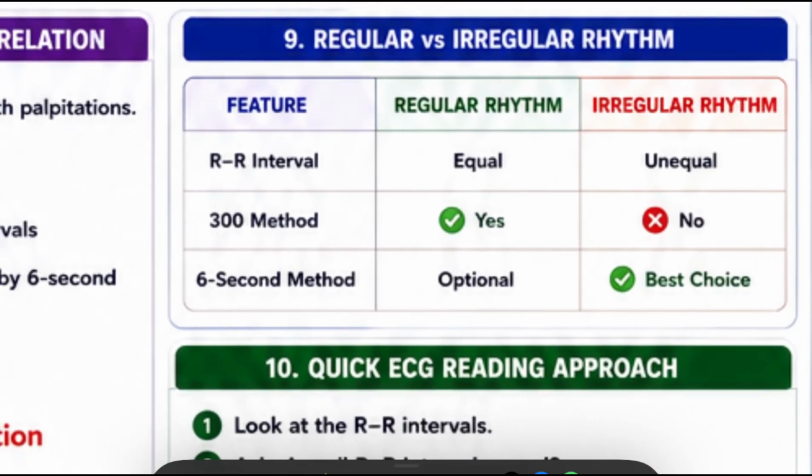Next, regular versus irregular. In a regular rhythm the RR intervals are equal; in an irregular rhythm they are unequal. The 300 method can be used in regular rhythm, but we can't use it in irregular rhythm. The 6-second method is optional in regular rhythm, but it is the best choice in irregular rhythm.